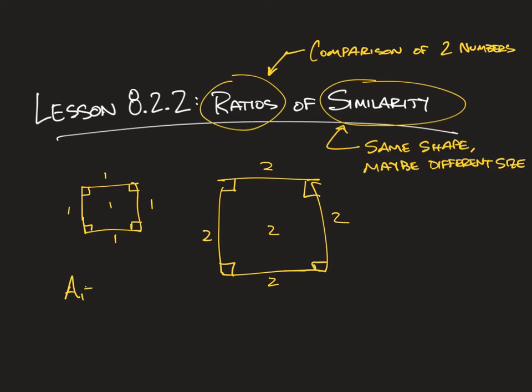Well, the area of square 1 is 1 times 1, so that's 1 square unit. The perimeter of square 1 is, well, it's 4 sides. They're all 1, so that's 4 units. Let's look at the second shape now. The area of square 2, that'd be 2 times 2, which is 4 square units. And the perimeter of square 2, its 4 sides are each 2. 2 plus 2 plus 2 plus 2, so that's 8 units.